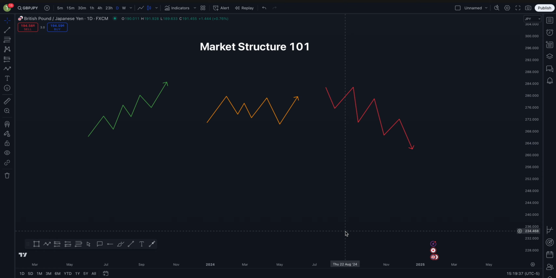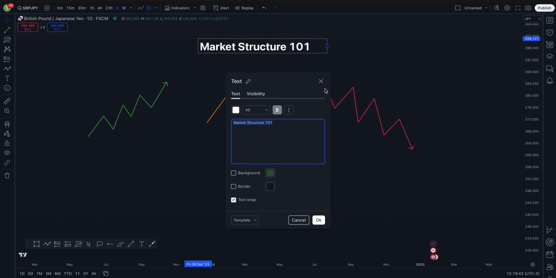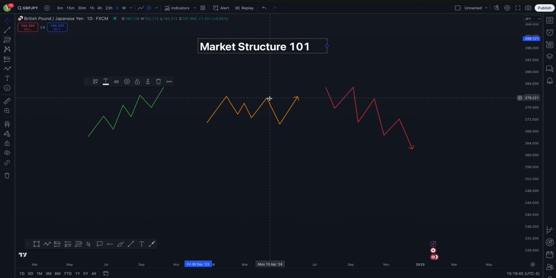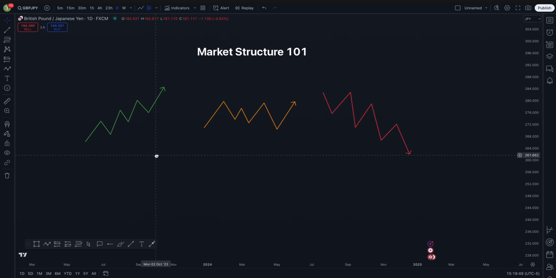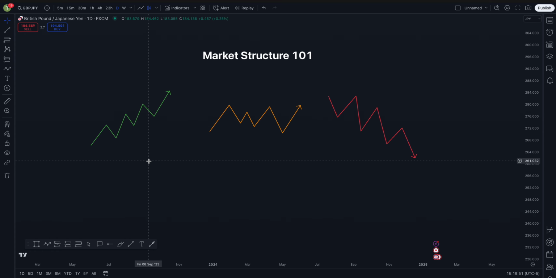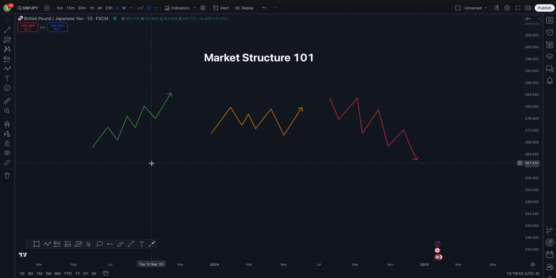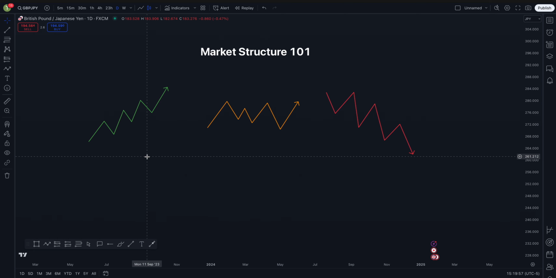So today we're going to be talking about market structure. Yes, market structure is what we're going to be discussing today. So hope you guys can just pay attention, grab a notebook, grab a pen, grab a paper, whatever you need to make sure that you're taking notes, because you're going to have a really good time discussing this concept.